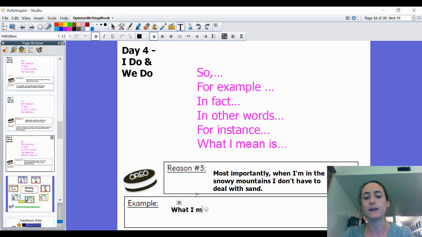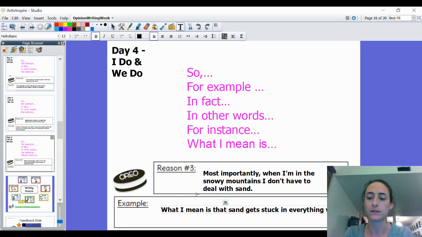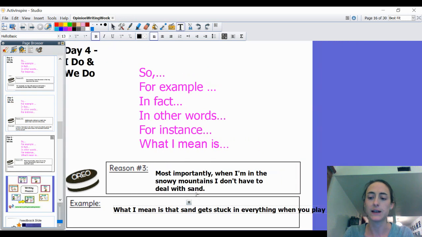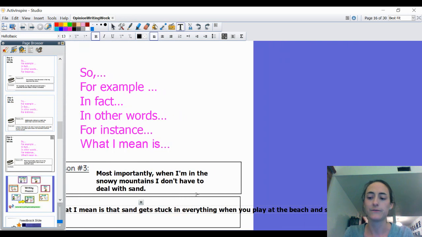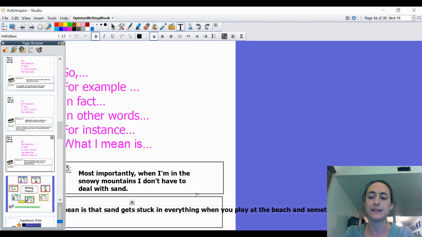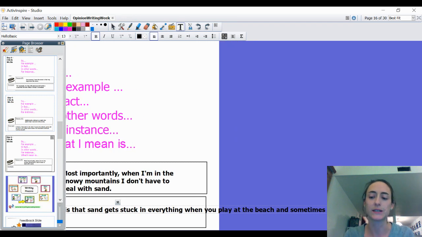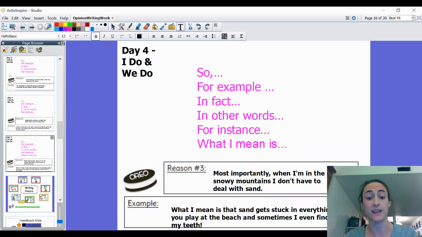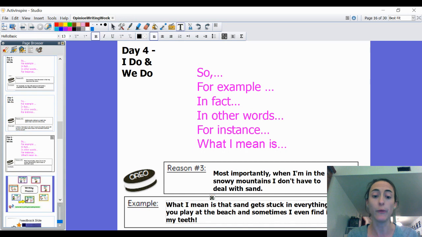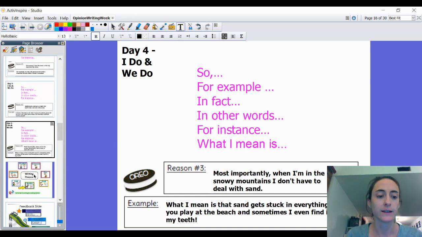Okay. What I mean is that sand gets stuck in everything when you play at the beach. And sometimes I even find it in my teeth. Oh, gross. I think that's a great example to make people understand that the beach is not as cool. If I have snow in my mouth, it's just going to melt. Well, that's fine. All right.